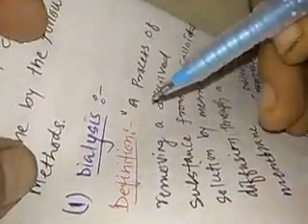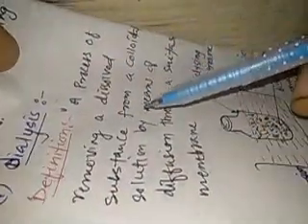Purification of colloid is done by various methods. The first method that we study is known as dialysis. A process of removing a dissolved substance from a colloidal solution by means of diffusion through a suitable membrane is known as dialysis.